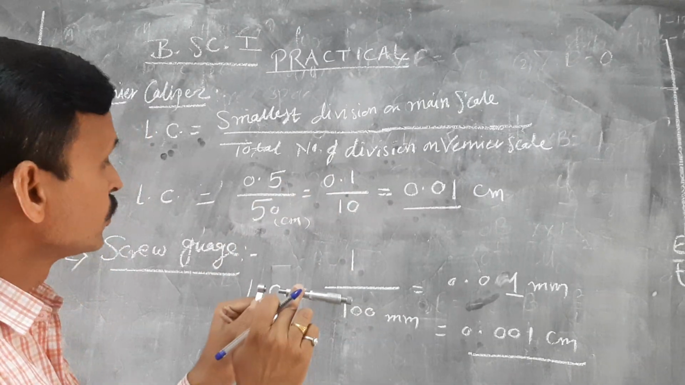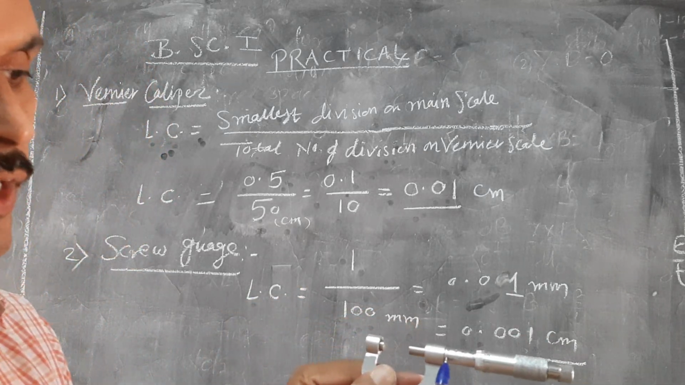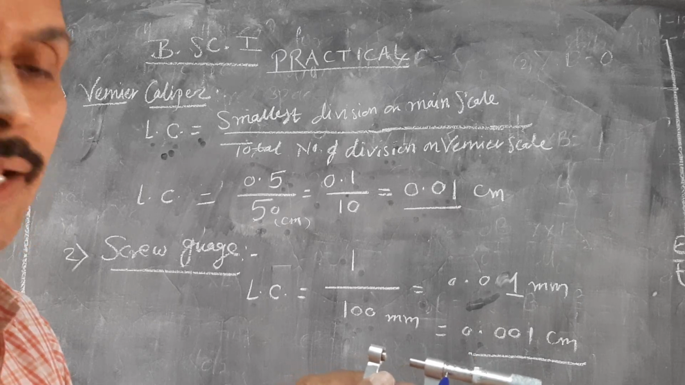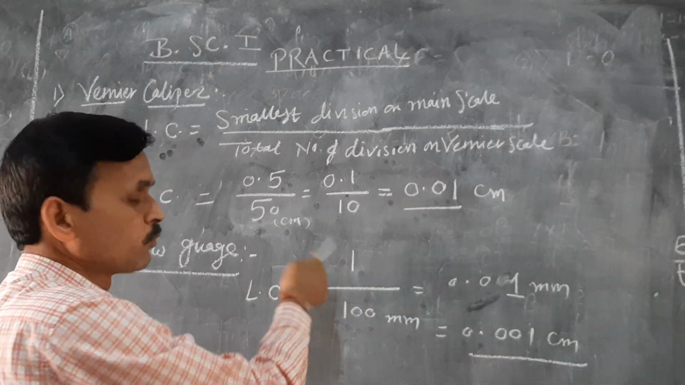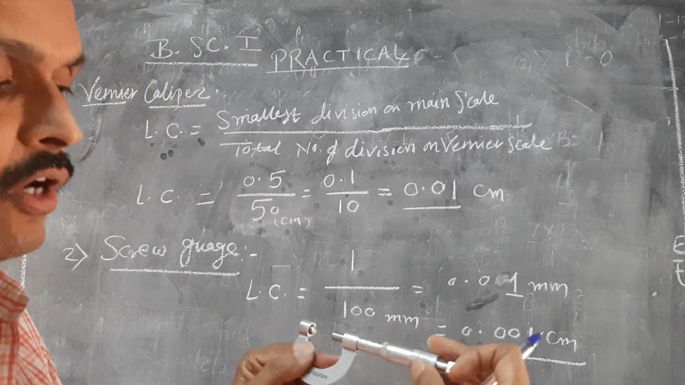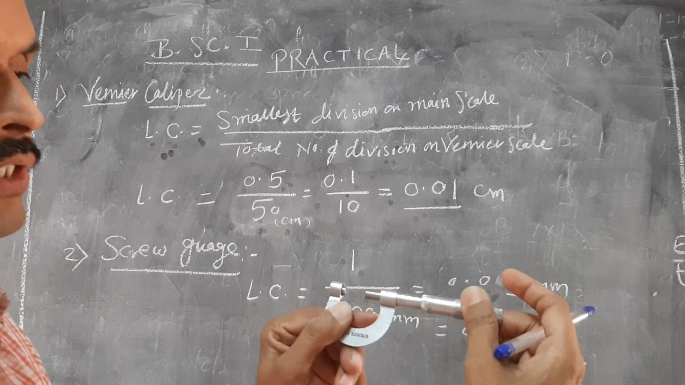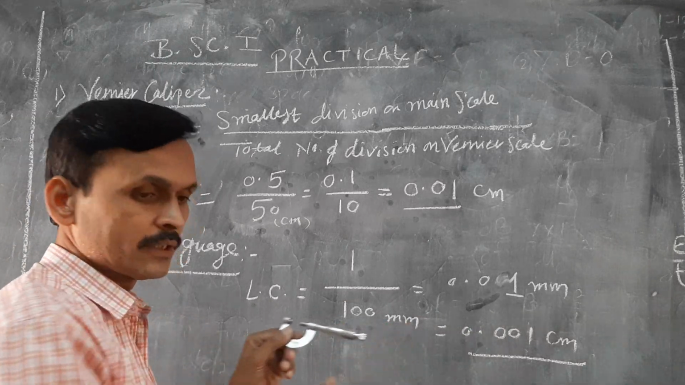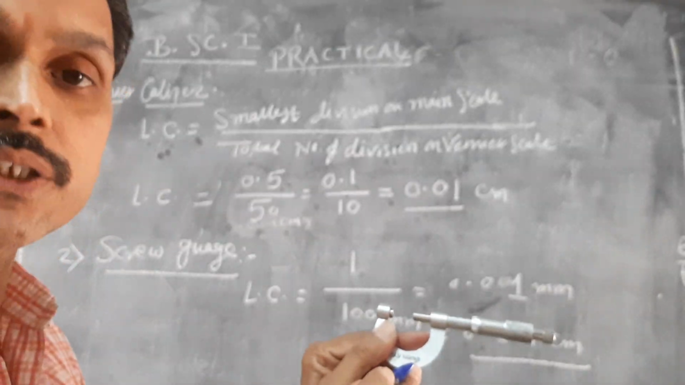Okay, so the smallest division on the main scale. On this main scale, starting from 0 to 1, there are 5 lines. So one line has its own value, 1. So the smallest division on the main scale is 1. Okay, and the total number of divisions on this circular scale, starting from 0, 10, 20, 30, 40, 80, 90, 100. Okay, so 100, but this is in millimeter. The scale utilized for this screw gauge is millimeter.